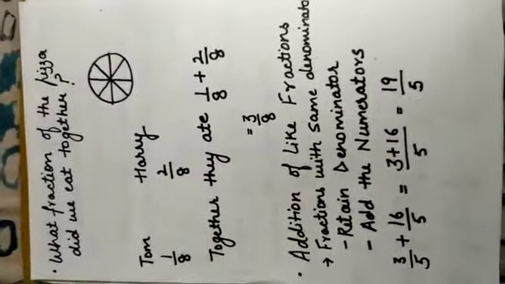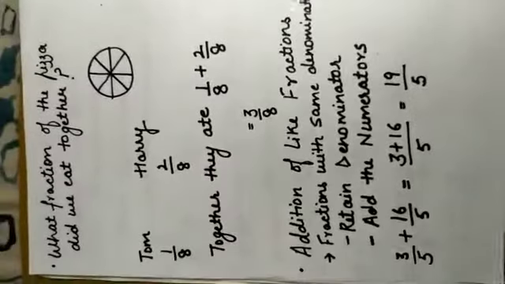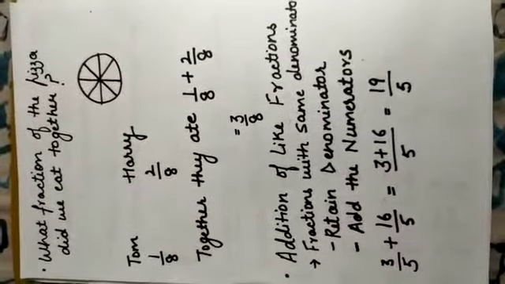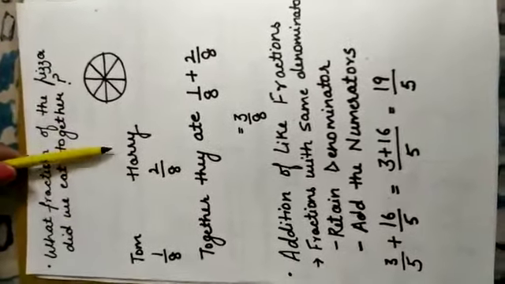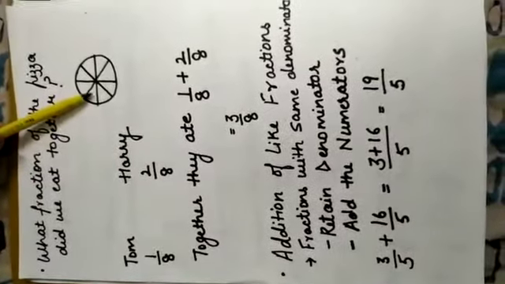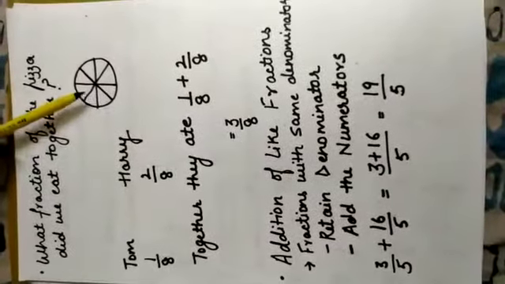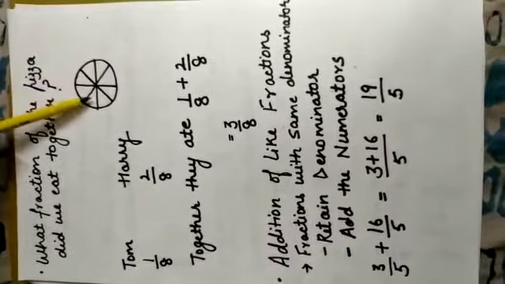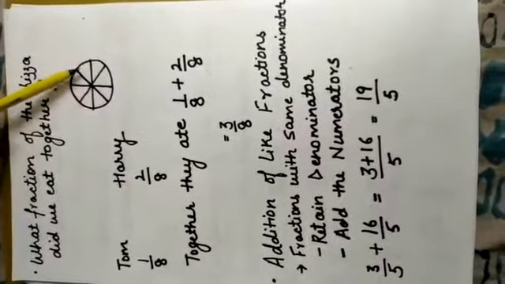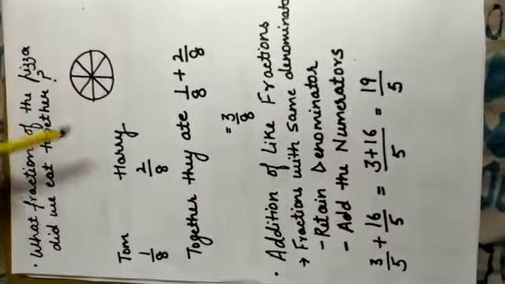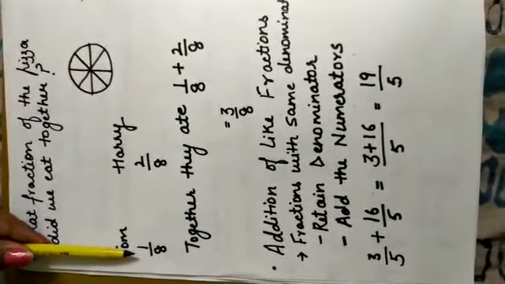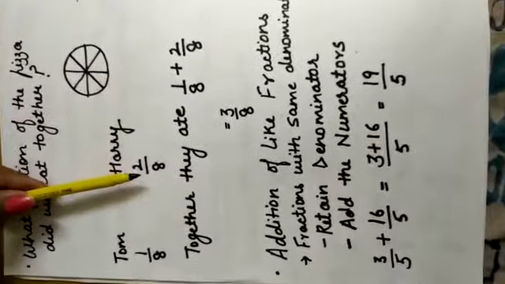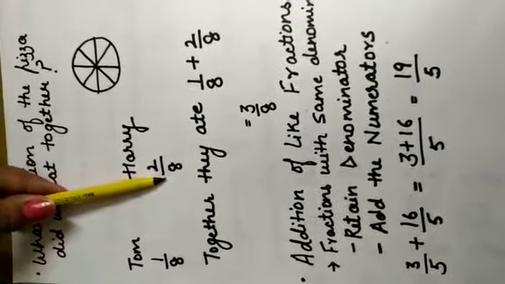Like if you could see what fraction of the given pizza did we share together, or we have two kids, one is Tom, other is Harry. They want to eat pizza which is being divided into 8 slices. If you can see 1, 2, 3, 4, 5, 6, 7 and 8. These are the 8 slices of pizza. Tom ate 1 slice out of the 8 slices of pizza. Harry ate 2 slices out of 8 slices of pizza.